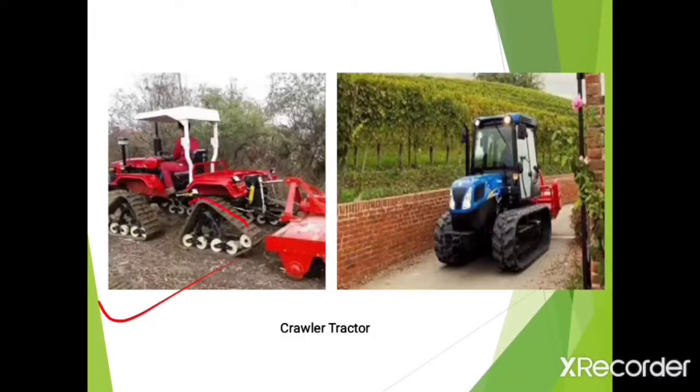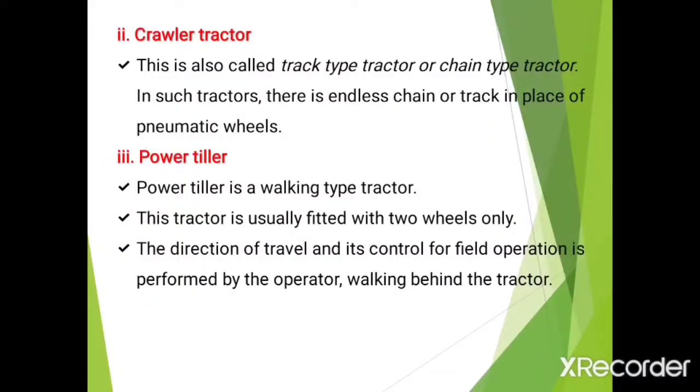It is also called chain type or track type. There are track or chain type models instead of wheels. Now the crawler tractor is also called a track type or chain type tractor. In such a tractor, there is an endless chain or track in place of pneumatic wheels, so it is called a crawler tractor.